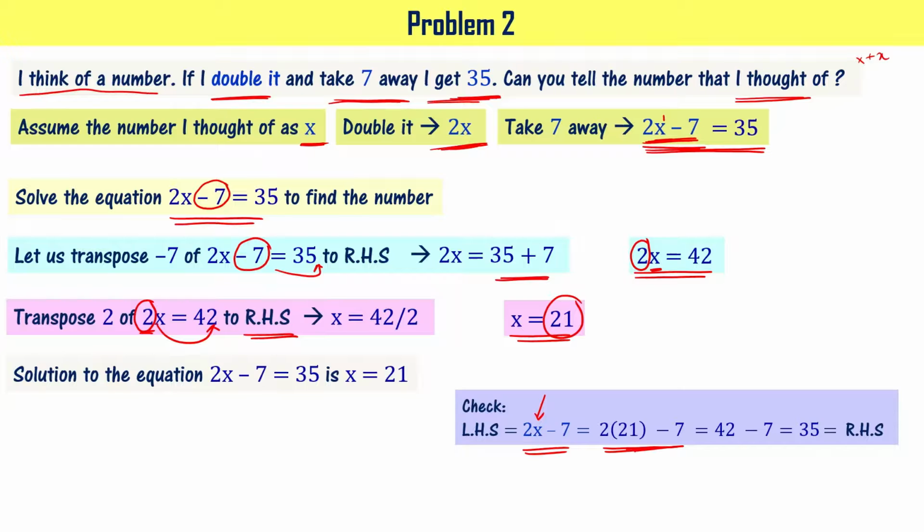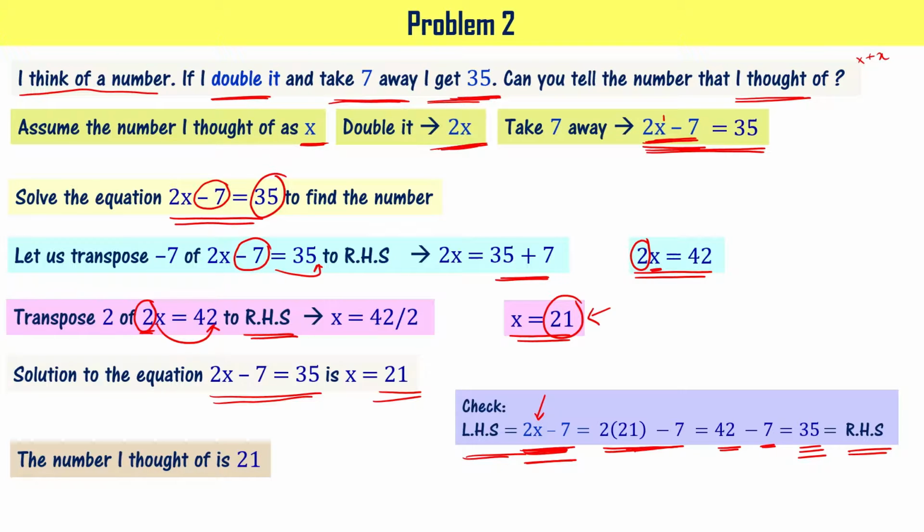2 times 21 is 42. Subtract 7 from that, so you get 35 as the answer. If you look at this equation, 35 is the RHS, right? Now, we started with the LHS, that is 2x minus 7. When you substitute the solution you obtained, x equal to 21, into the left hand side and simplify it, you got 35 as the answer. That is exactly equal to the RHS of the given equation, right? For that reason, we say that 21 is the solution to 2x minus 7 equal to 35, right? So let me say that the number I thought of is 21.